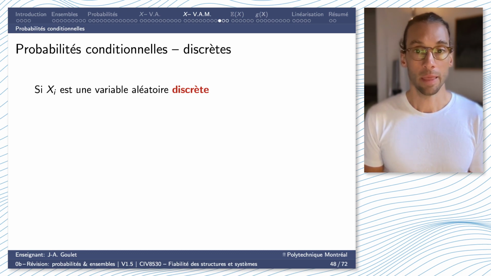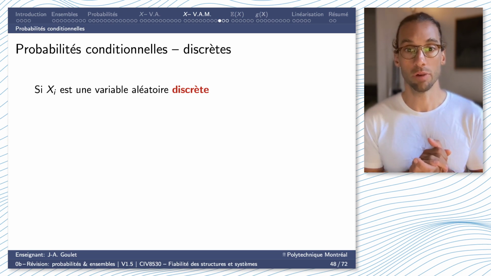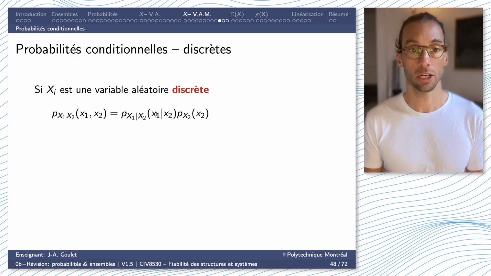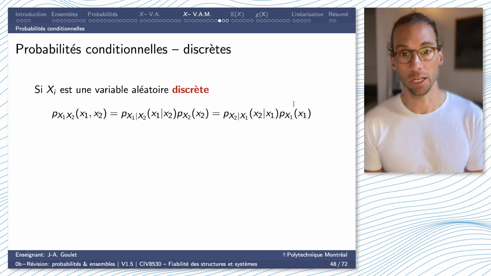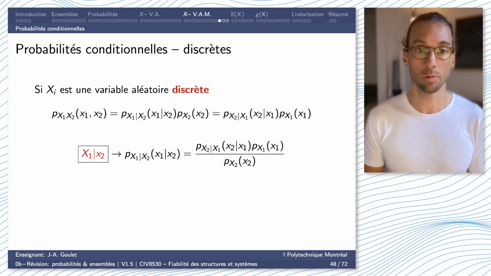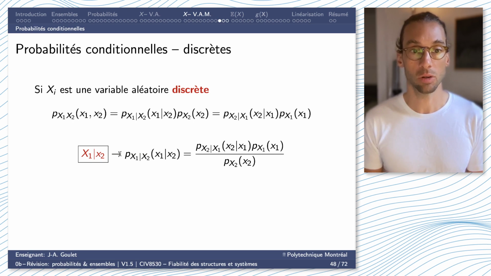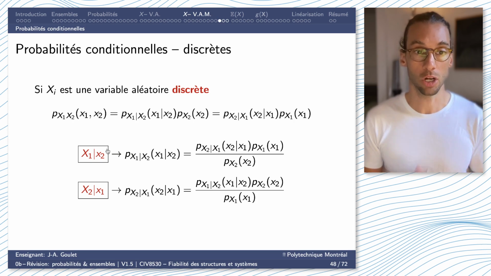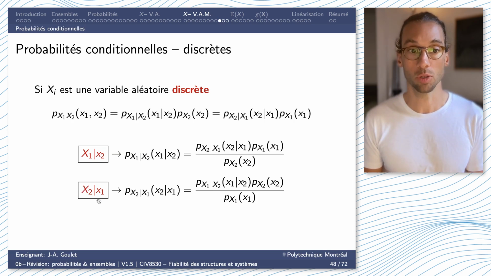Okay, now let's look at, last time, conditional probability for, firstly, discrete random variables. If xi is a discrete random variable, I can represent the joint probability for x1 and x2 like this: as my conditional probability of x1 given x2 times the marginal probability of x2. I can represent it the other way, x2 given x1 times probability of x1. So if I reorganize these terms, I can represent the conditional probability of x1 given x2 using Bayes' theorem like this. I can reverse these terms if instead of observing x2, I would observe x1.